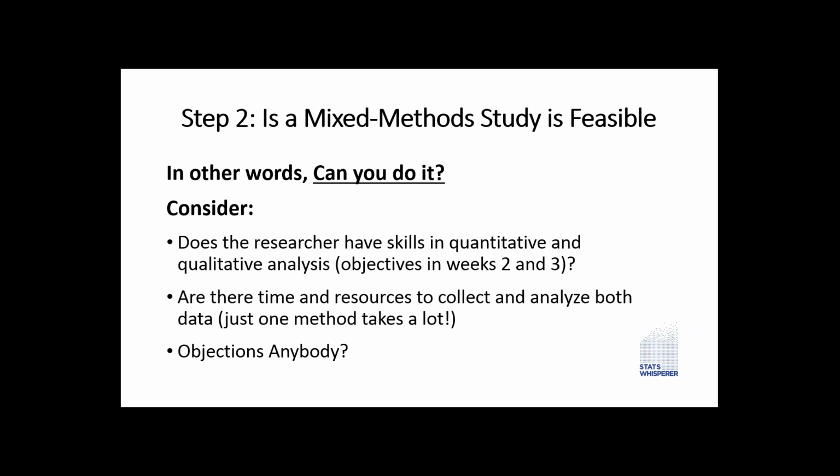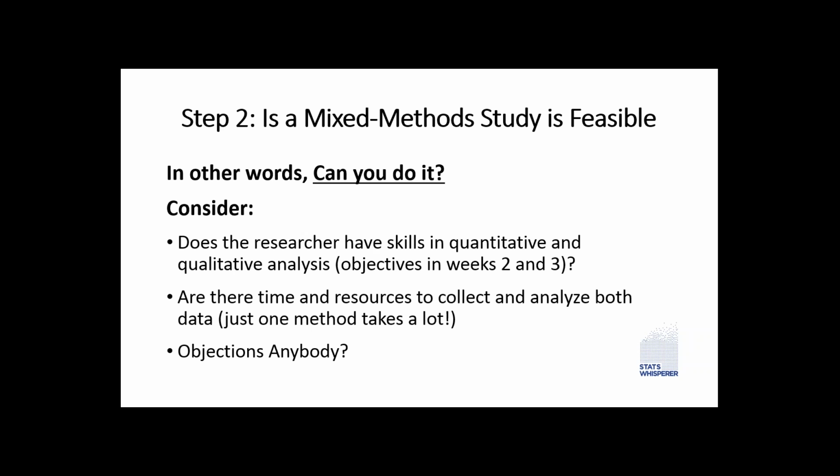Now 2. So that before was what we were going to do. Now step 2 is a study feasible. That tells us, can we do it, right? So we might want to consider several factors such as, does the researcher have quantitative and qualitative skills, right? What we covered in weeks 2 and 3. And so can the researcher effectively and proficiently perform quantitative and qualitative data analysis, right?